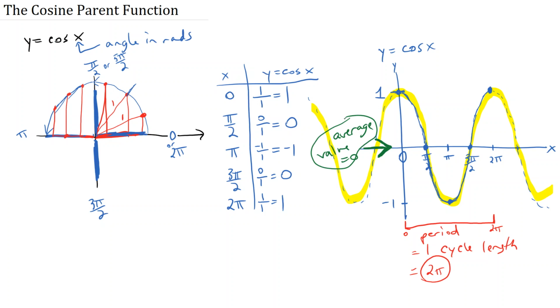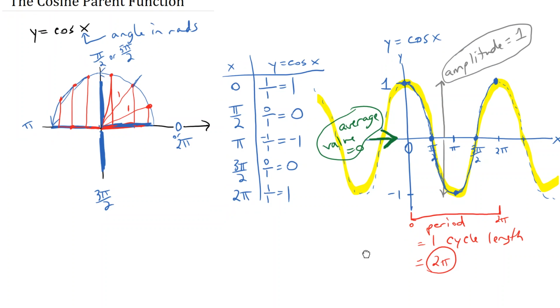Okay? And last, we have what's called the amplitude. The amplitude is how far the function will deviate from its average value. In this case, it goes one above and one below the average value. So we say the amplitude equals 1 because it's that distance that it deviates from the average value. So that's the cosine parent function.